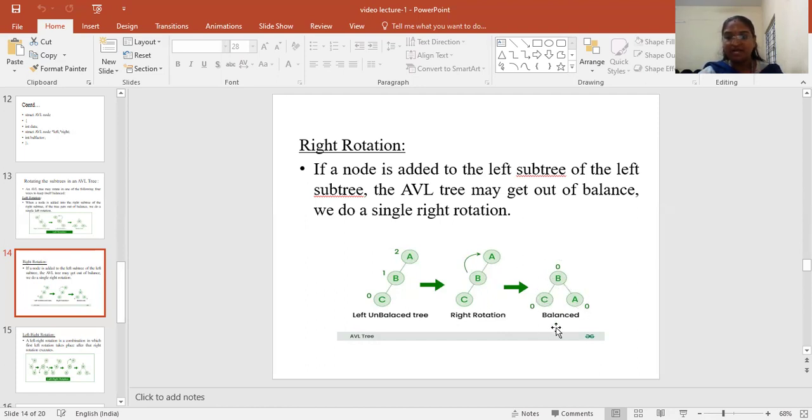Now, if you check the balance factor, it has been generated properly. Now, this is called an AVL tree. One thing you need to remember: if you go for a left rotation, an anti-clockwise rotation takes place, and if you go for a right rotation, a clockwise rotation takes place.